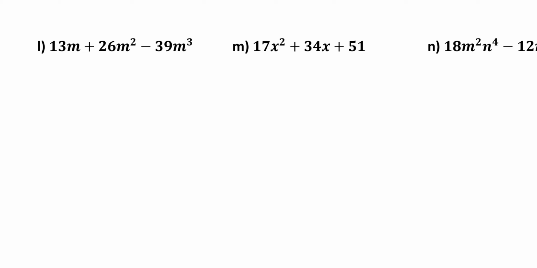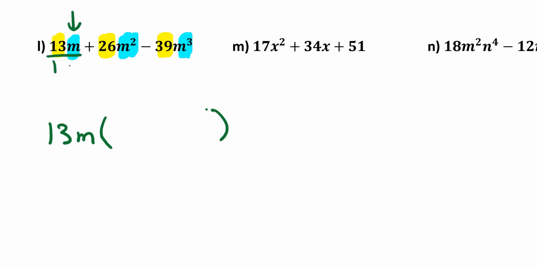Okay, a few more questions to go here. And for this next one here, there's a 13, a 26, and a 39. So if I take a look at all three of those numbers, the biggest number that divides all three of those numbers at the same time is the number 13. And then all three terms have the m variable, and the smallest power that we have here is just a single m, so we would pick that one. So 13m is my GCF, and that means we just divide every term by the GCF.